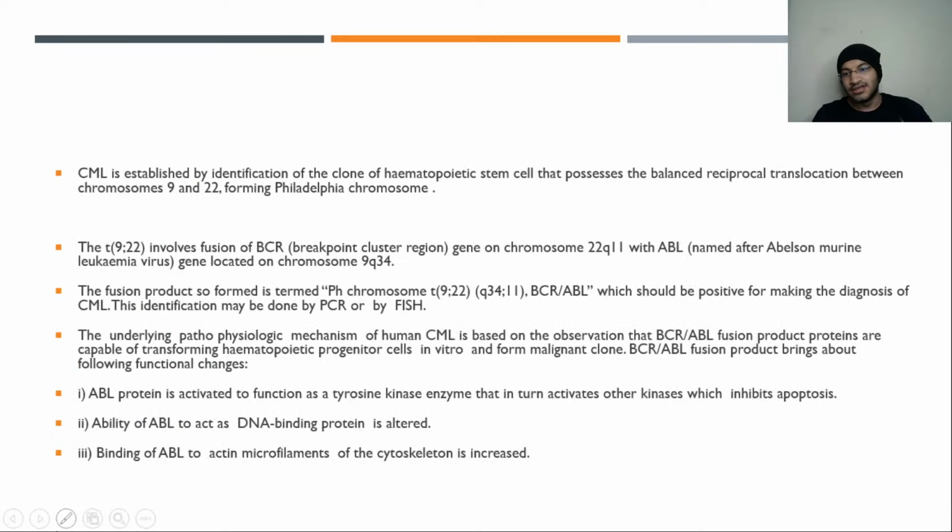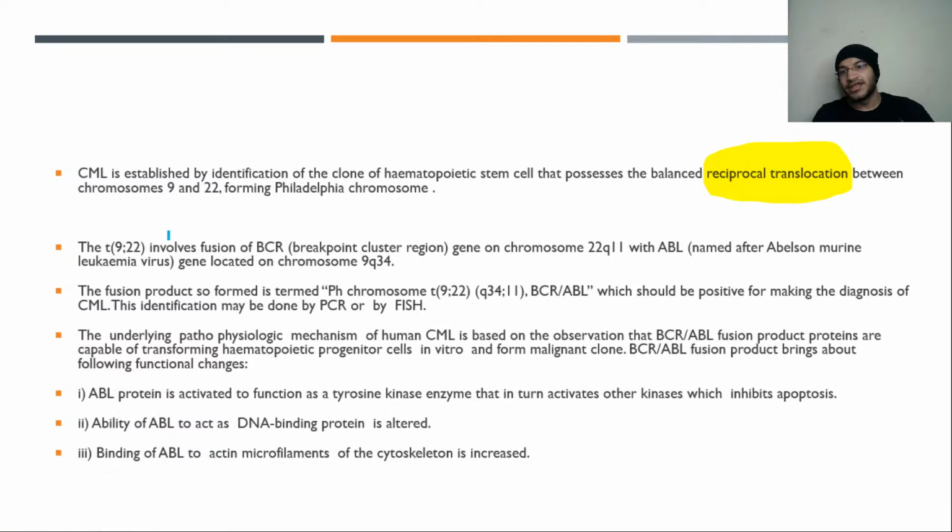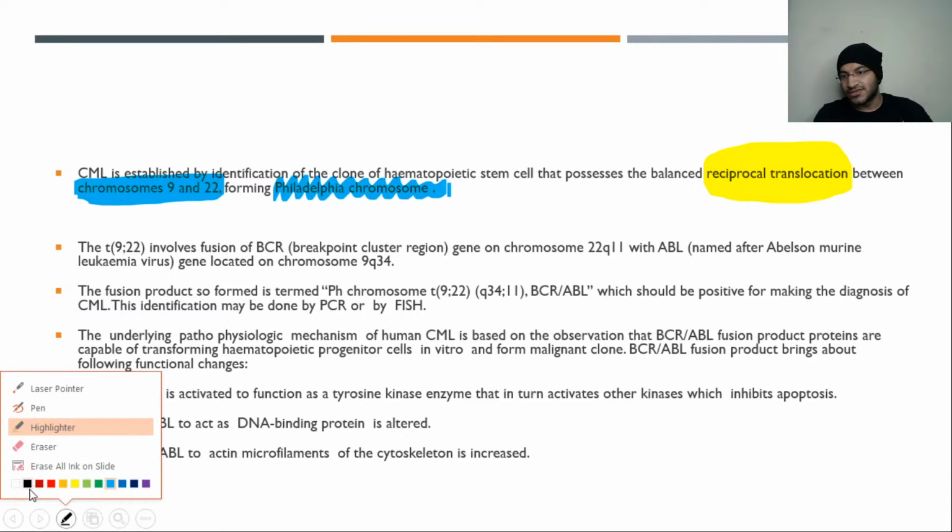Reciprocal translocation. So you will remember the translocation, but reciprocal आप भूल जाओगे, and that's what is the problem. So reciprocal translocation, right? So this is the keyword जो आप सबको you have to remember every time. And reciprocal translocation of chromosome 9 and 22 will be forming the Philadelphia chromosome, right? Philadelphia chromosome.